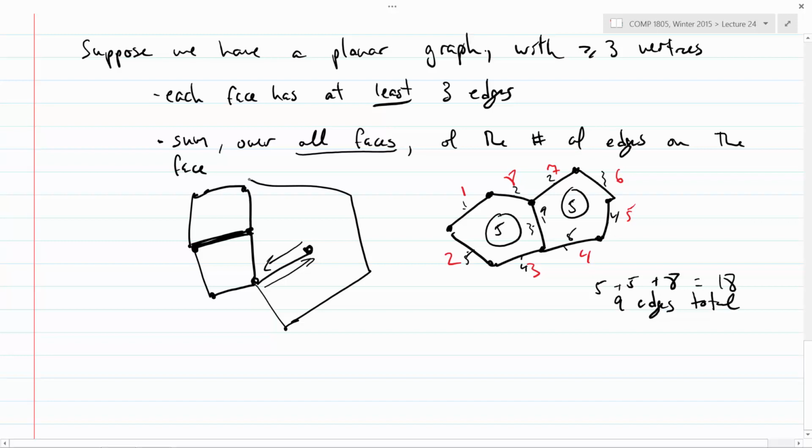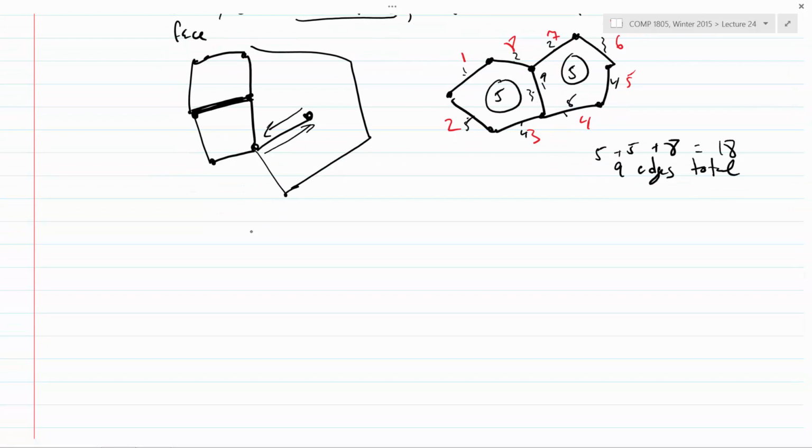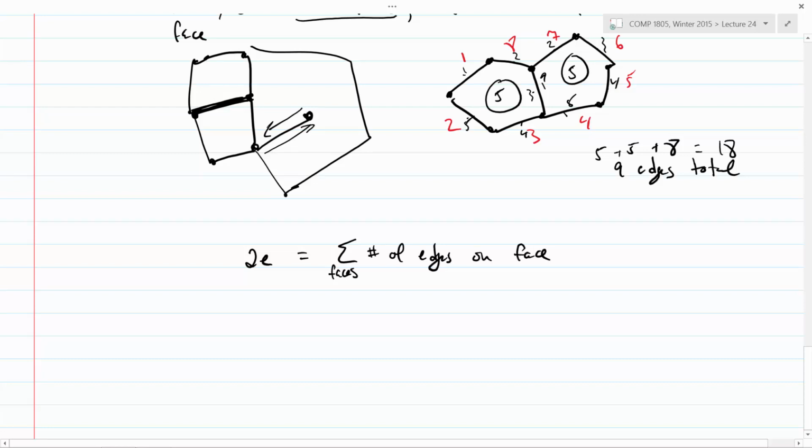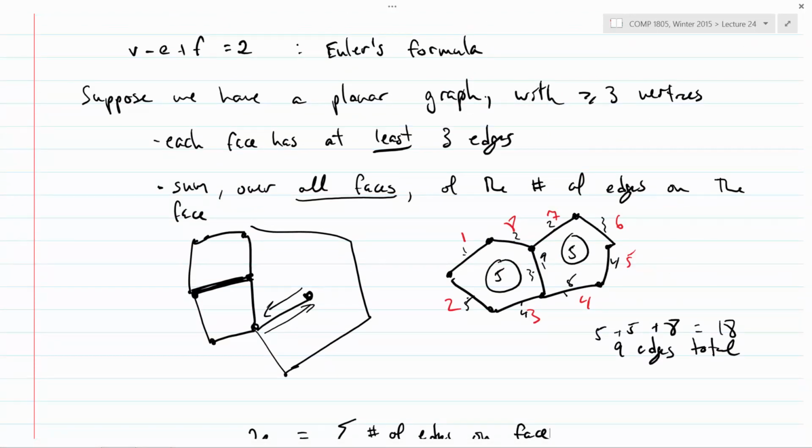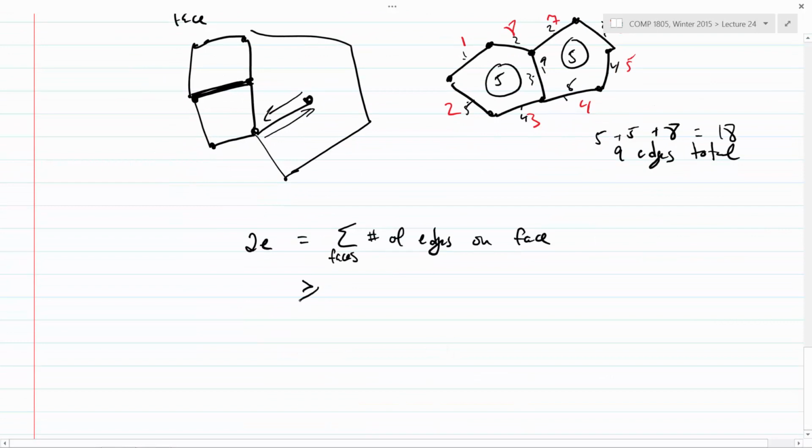Okay, so we have those two facts, and now we're ready to talk about something hopefully interesting. So, what do I know about 2e? 2e, where e is the number of edges, is the sum over all faces of the number of edges on that face. Does everyone agree with that? So it's the sum over all faces of the number of edges on the face. That's basically what fact 2 says. Fact 1 says that each face has at least three edges.